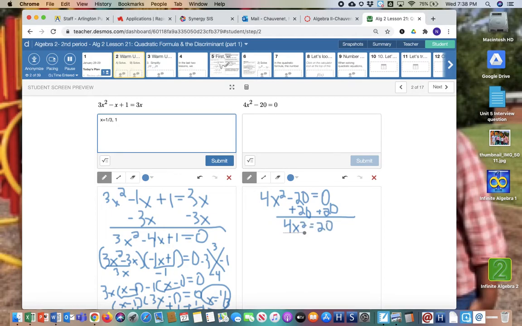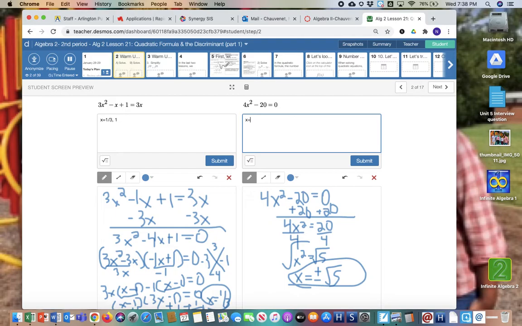Now I'm going to divide by 4 on both sides. I do that and I get x squared equals 5. Now I'm going to square root on both sides. When I do that, one thing to remember from that first lesson, lesson 19, is we have to put a plus minus to obtain both of our solutions. So then this is what we're going to end up with. X equals plus or minus the square root of 5.